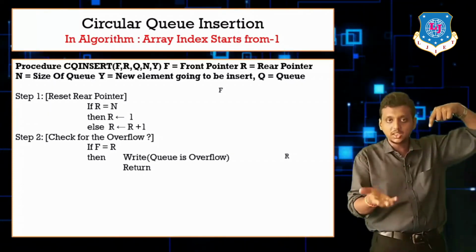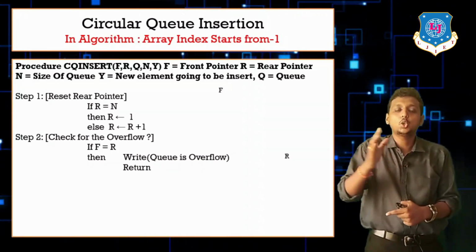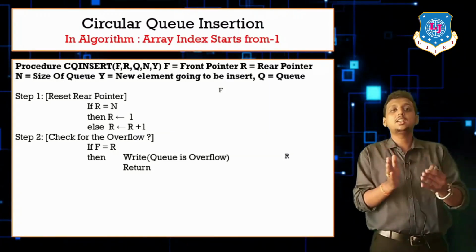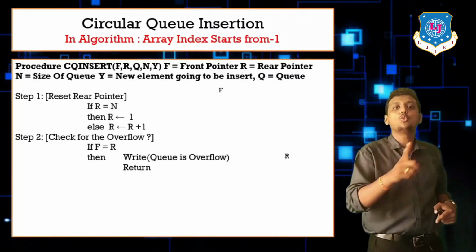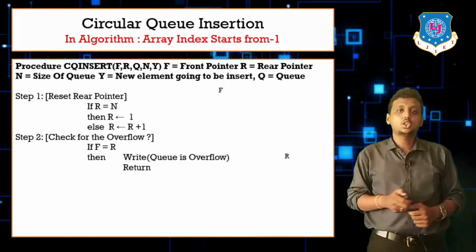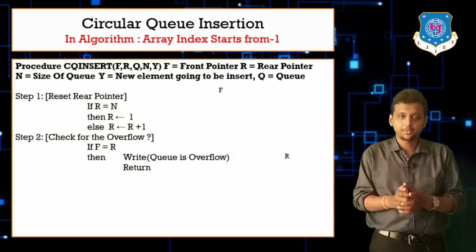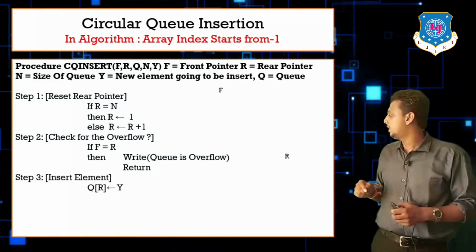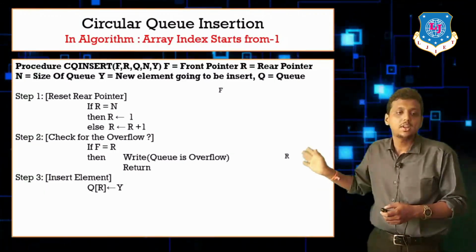So remember the statement: during the insertion in circular queue, if after resetting the value of r, your front and rear become the same position, that means your queue has overflowed. Fine. So if my f is equal to r, then you can write the Q is overflow and return. You cannot move ahead. Your algorithm is over. If it's not like that, then you can insert a new element. How? The same process as a simple queue. Just assign y to Q of r.